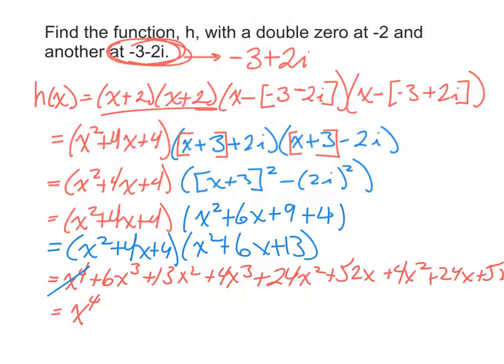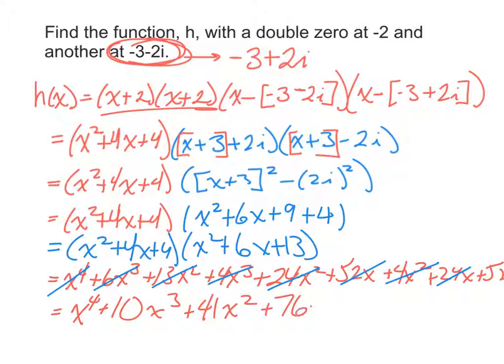That's that one. Then my cubes, I got 6x cubed and 4x cubed. That's going to make 10x cubed. The squares, 13x squared and 24x squared is 37x squared. Plus another 4 is 41x squared. Then the x terms, I got a 52 and 24 makes 76. And we're left with the constant of 52. And that is our h of x. And like I said, that's about as difficult as it can get.